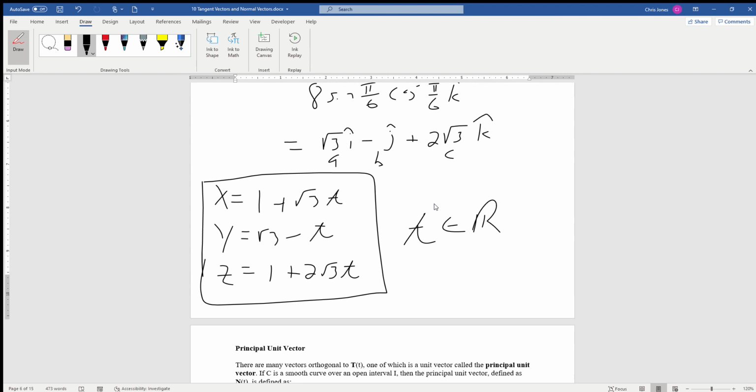So the last topic that we're going to be taking a look at with respect to these tangent vectors is the principal unit vector. And that's going to be a little bit tougher with respect to the mechanics. So we'll get there in a few moments.